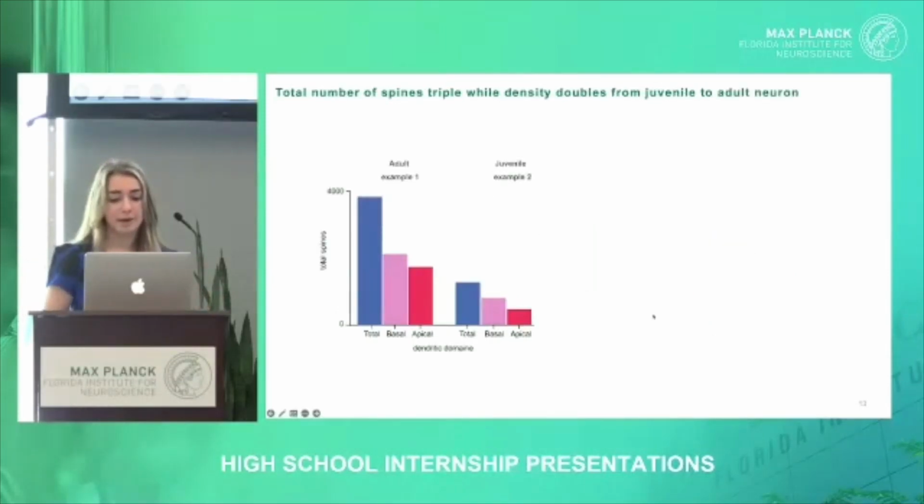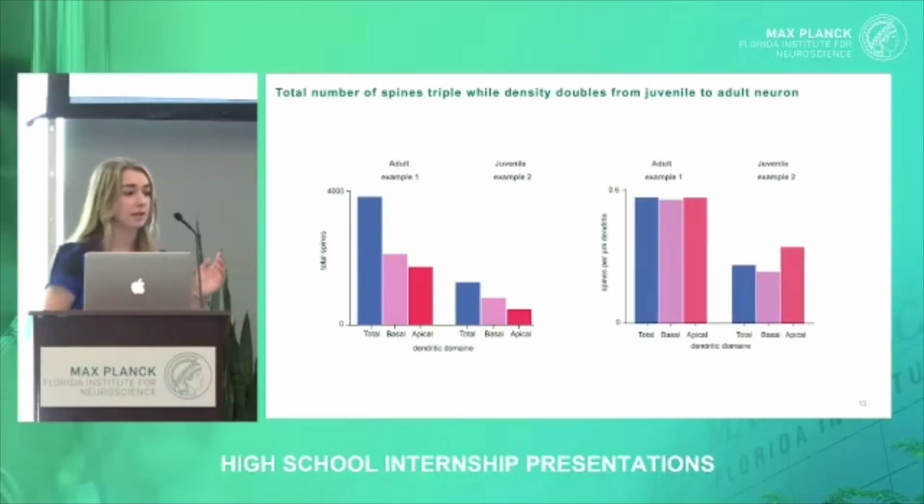The total spine count between a developing and mature neuron nearly triples. So as the dendrite elongates and some branches become pruned, the number of spines and density significantly increases. As you can see through this graph on the right, the spine density within the developing neuron nearly doubles.